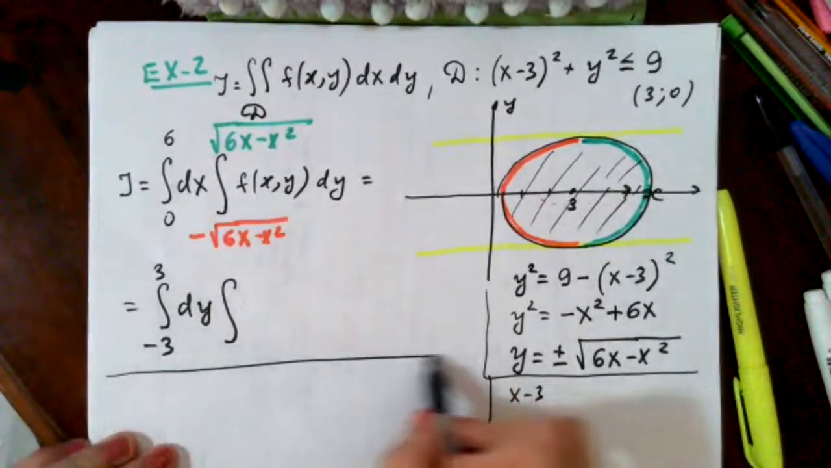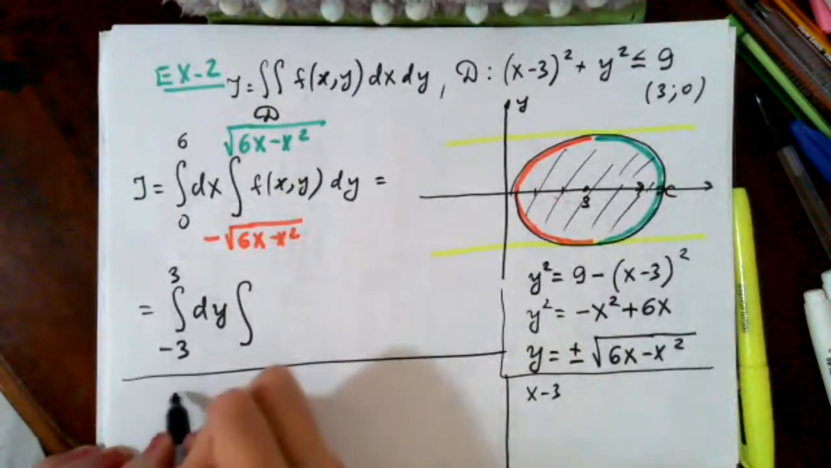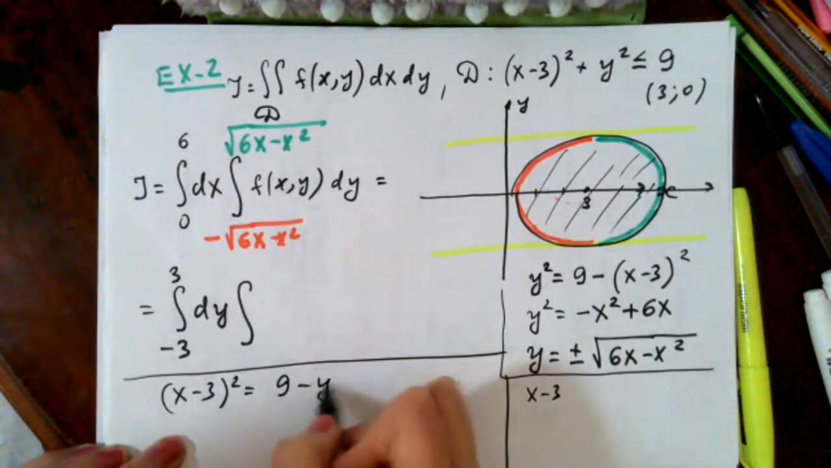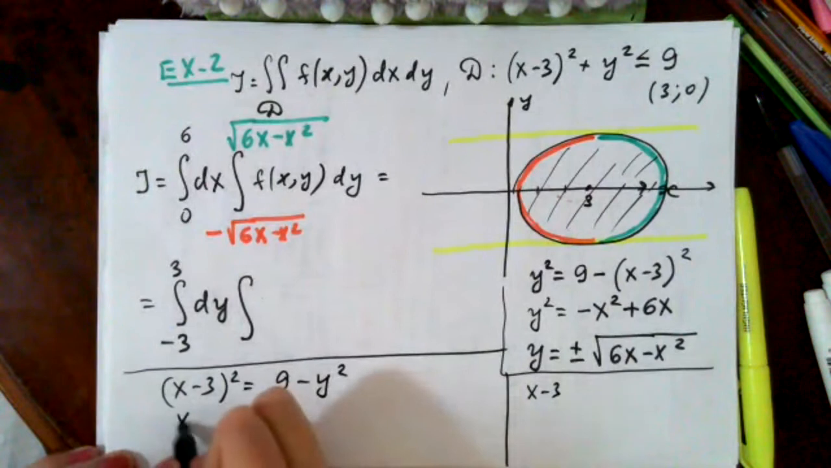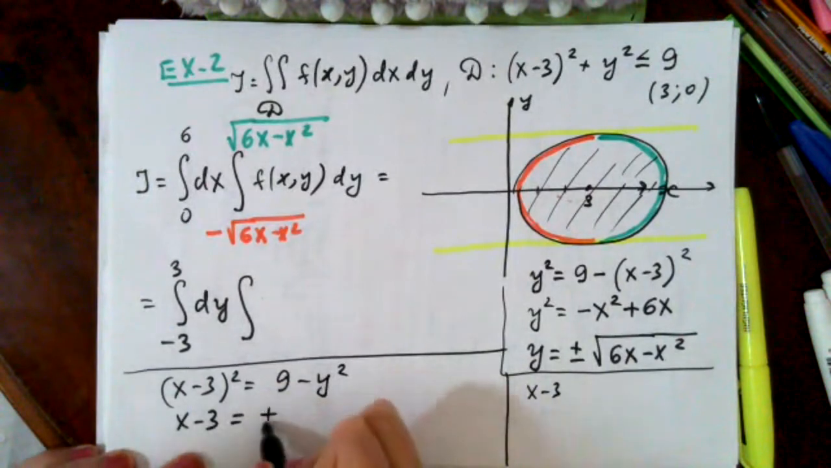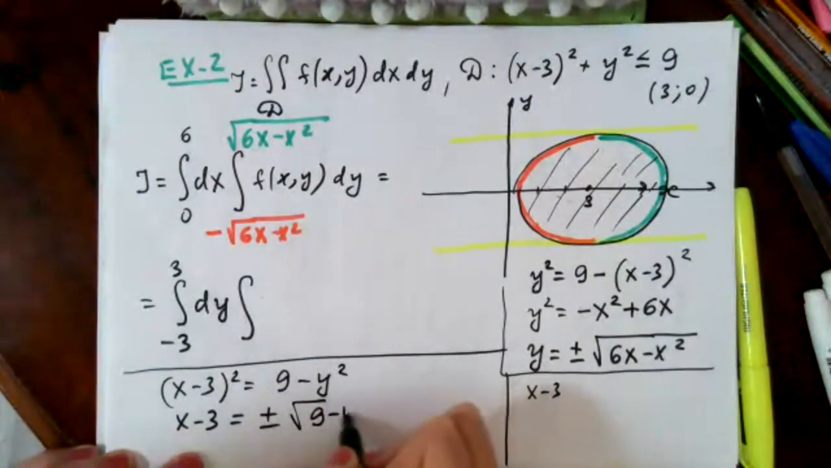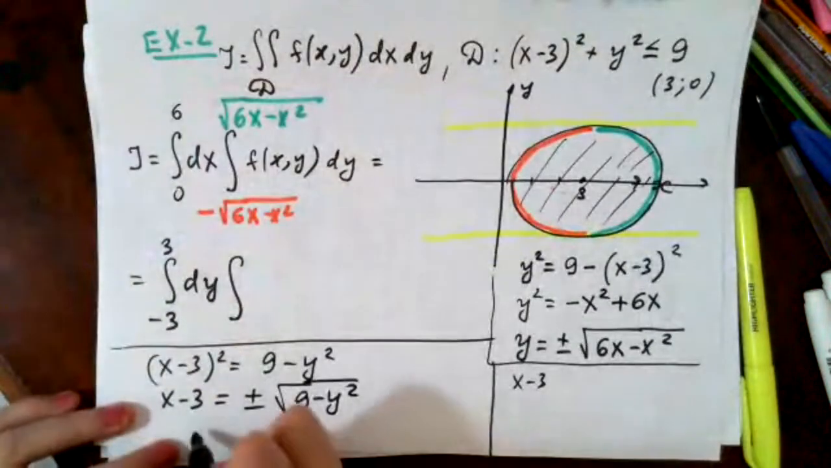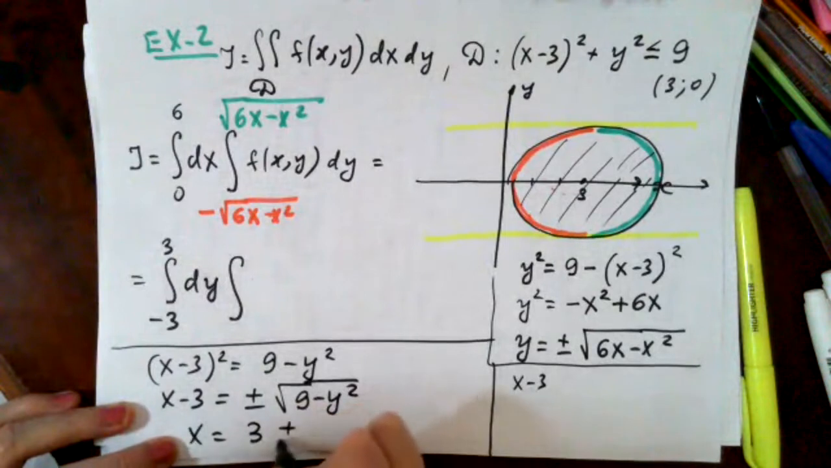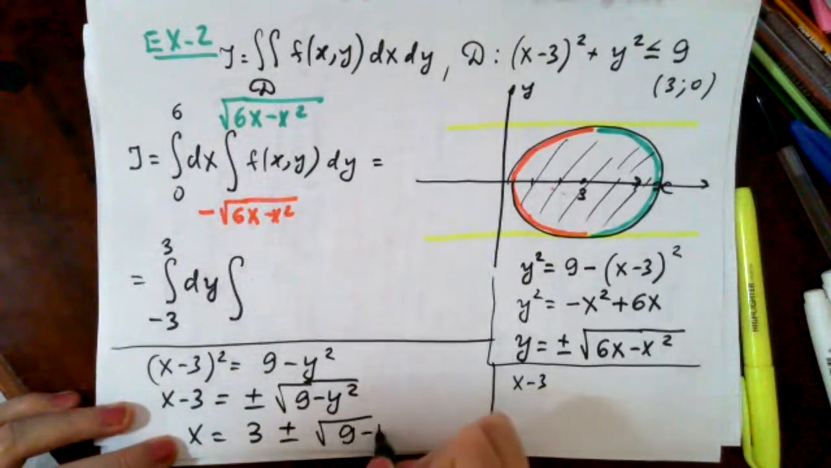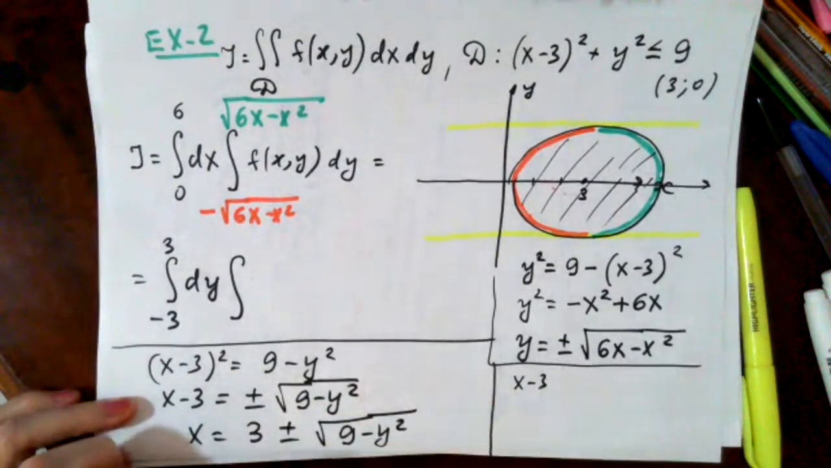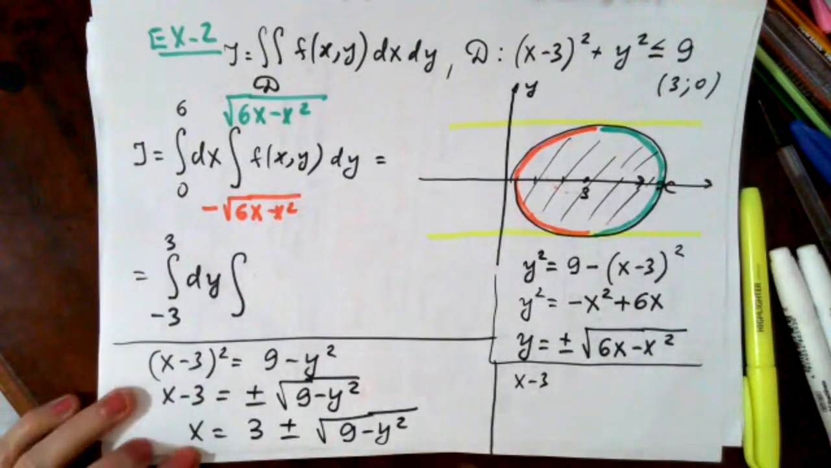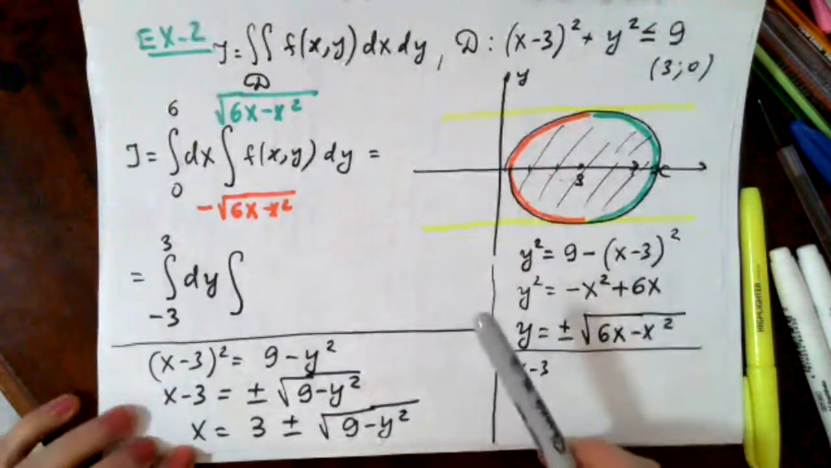Oh, I can use this one. I'm not going to write too much here. So (x − 3)² is equal to 9 − y². Then we can express x − 3: x − 3 will be plus or minus the square root of (9 − y²). And finally, we can write that x is 3 plus or minus the square root of this expression. As you can see, this equation looks quite daunting, but what can you do? That's the whole purpose of doing this exercise.